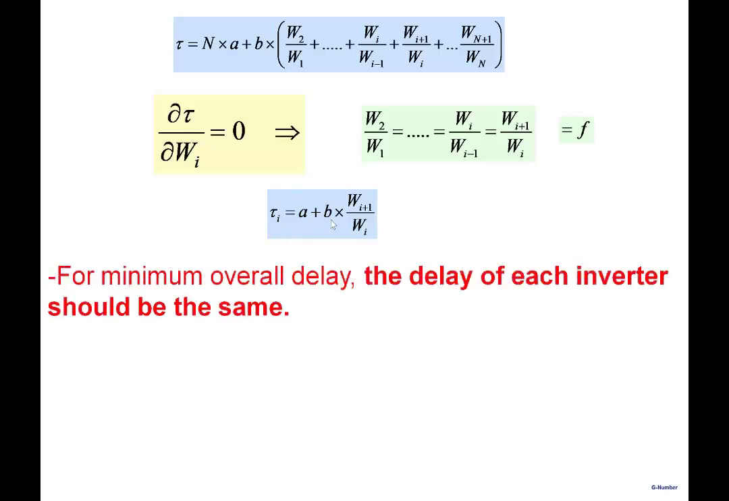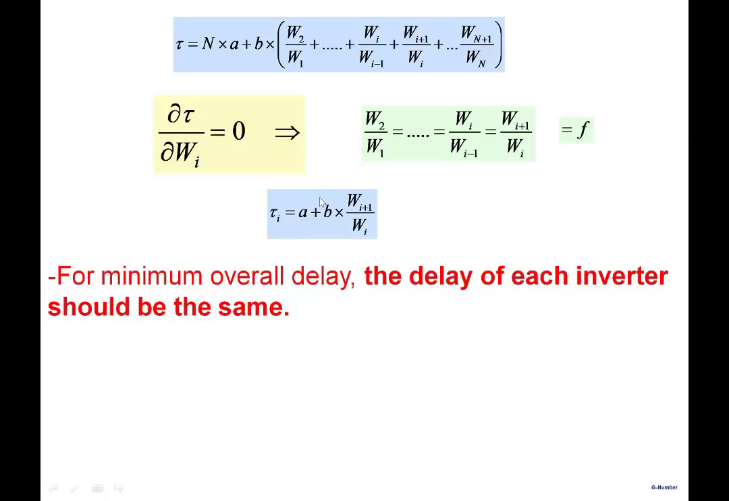So it tells us, interestingly, that if I have a chain of inverters, then for minimum delay, it turns out that the delay of each inverter should be the same. Because delay of each inverter is what? A plus B, Wi plus 1 by Wi. What is this relationship telling us? The Wi plus 1 by Wi is a constant F. And so for every inverter, the delay is the same. So when you have a chain of inverters, how do you obtain a minimum delay? Well, the target is make the delay of each inverter the same. That's what this particular relationship is saying.